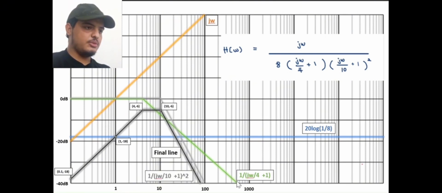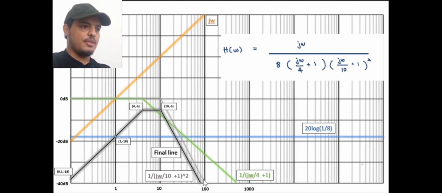Our last line is the second order equation. It decreases by around negative 40 dB per decade. So for one decade, starting from 10, our reference point, it goes down until negative 40 dB.